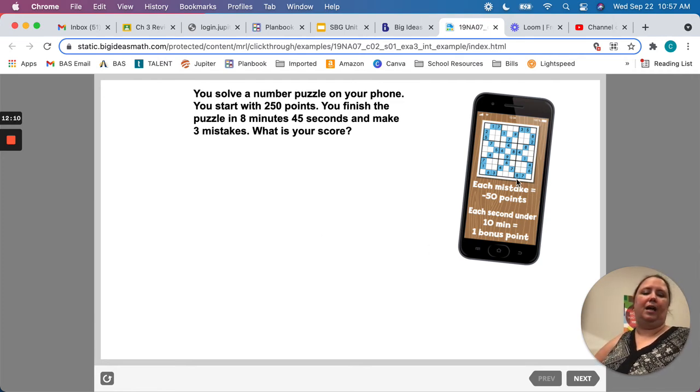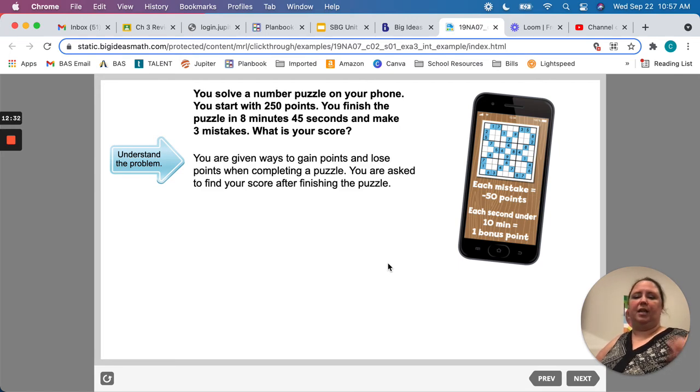So let's look at how we score. What does each mistake penalize us with? -50 points. However, each second under 10 minutes equals how many points? 1 bonus point. So we can create an equation to solve this. So first thing we have to understand, you're given ways that you gain points and you're given ways that you lose points.